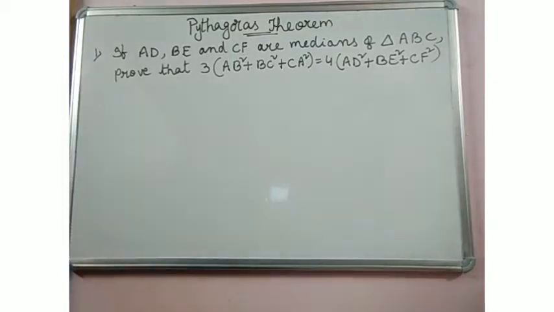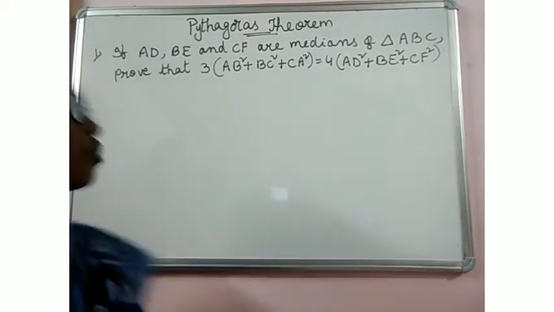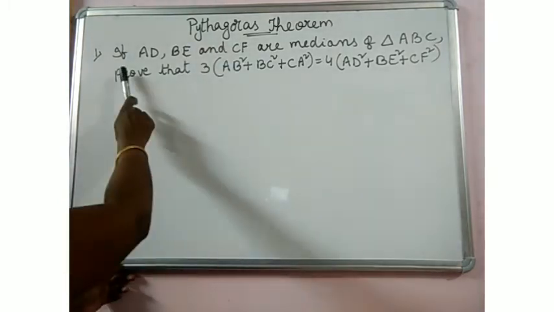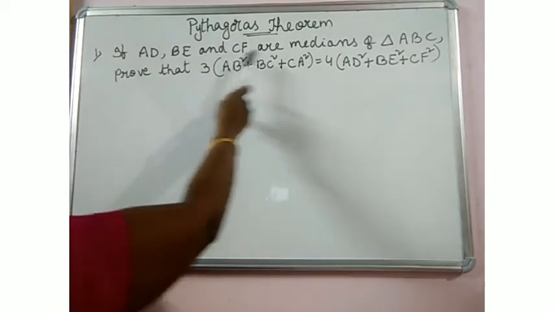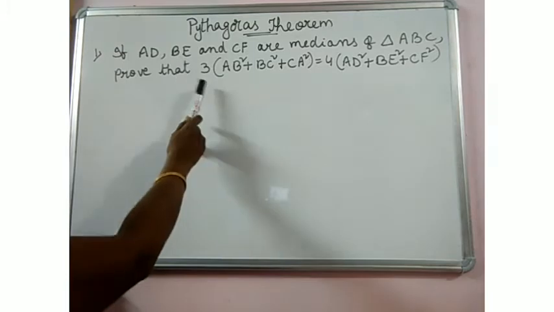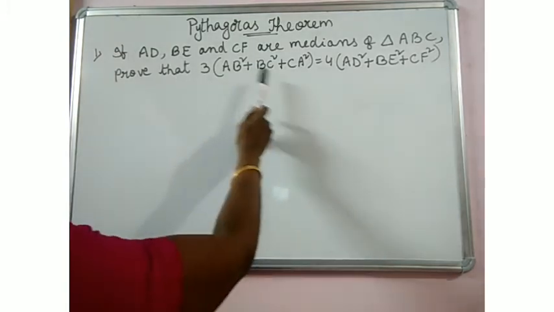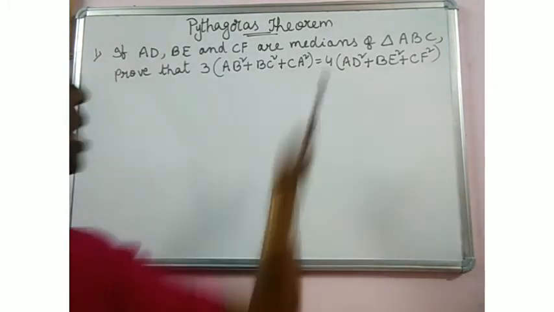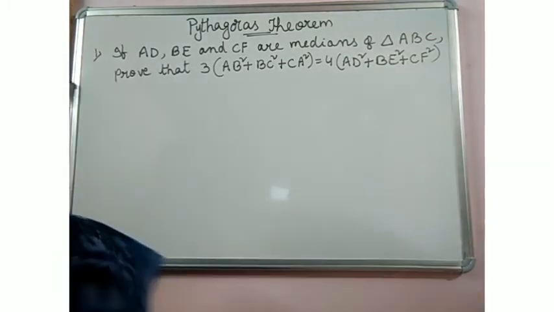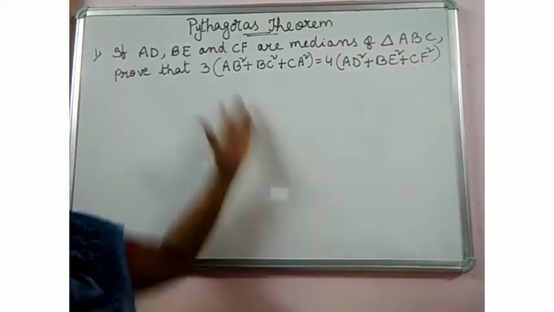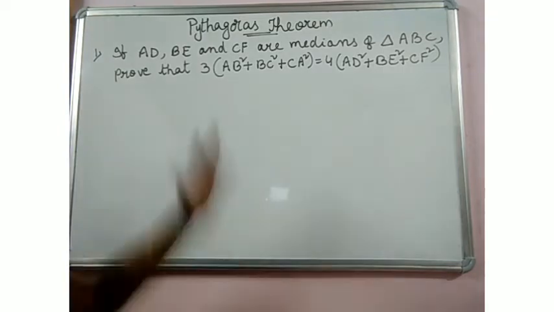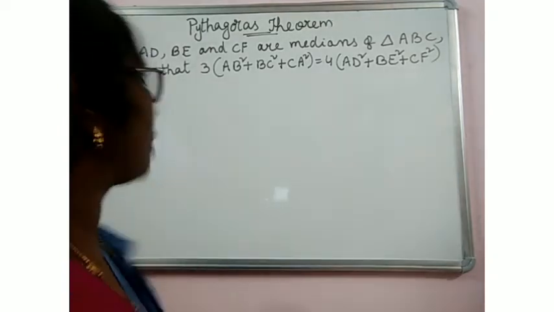Hello, welcome. Today let us have a problem based on Pythagoras theorem. The problem is: if AD, BE and CF are medians of triangle ABC, prove that 3 into (AB square plus BC square plus CA square) is equal to 4 into (AD square plus BE square plus CF square). Really this particular problem is a little complicated one, but not very difficult. Let us see how this can be done.